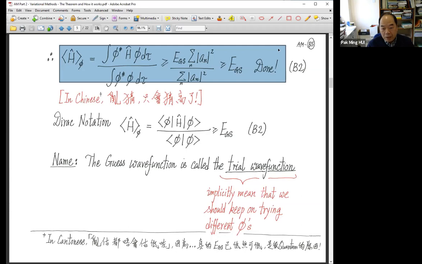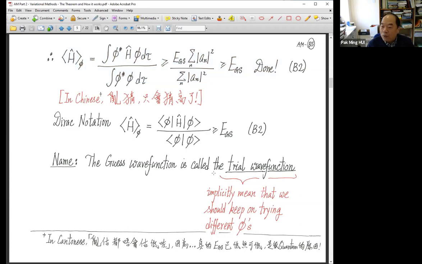Now I would like to introduce a name. Whatever you guess has a fancy name called trial wave function. You see, scientists like to introduce some fancy name to represent some lousy guess, but sometimes it may be a good thing. We call it trial wave function as if we are doing something very important. It's just a guess. Get me?